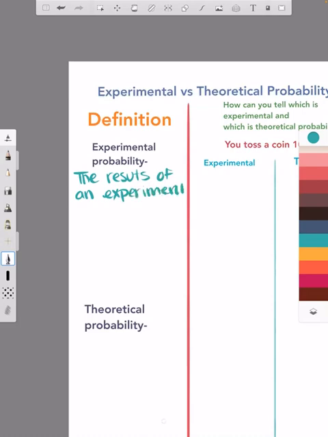All right, and if we were to put that in a formula, it would just be the number of events over the number of trials. Or let's say the number of favorable events over the number of trials.